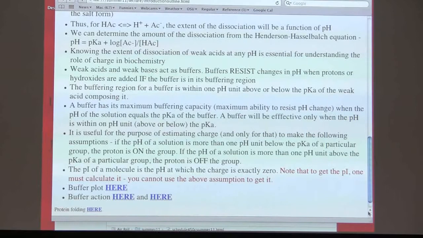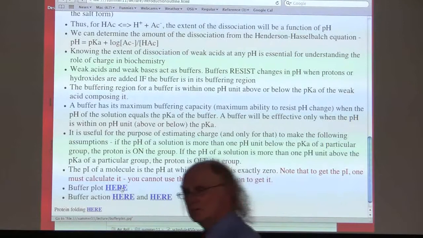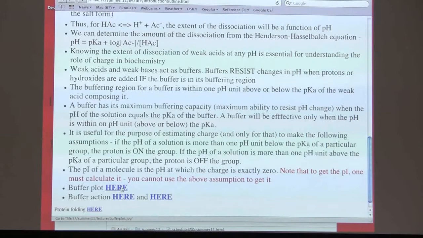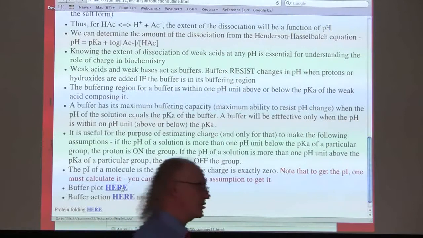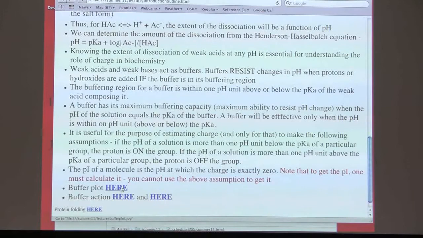Okay. All right. Well, we've made some pretty good progress. One thing I haven't talked about with you is what a buffer is, or at least I haven't shown you graphically what a buffer is. So we need to think about this. A buffer is a system that has a weak acid and a salt. It's specifically an aqueous system because it's always dissolved in water. And a buffer resists change in pH. When you hear the term buffer, you should think resists change in pH. You should also think buffer equals salt plus weak acid.